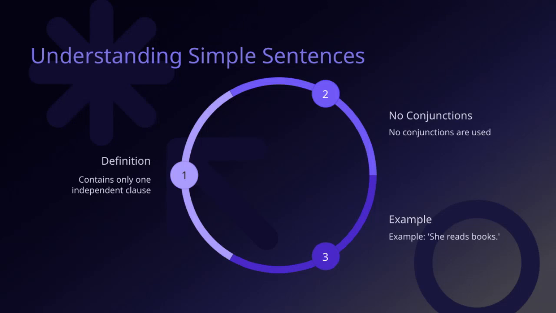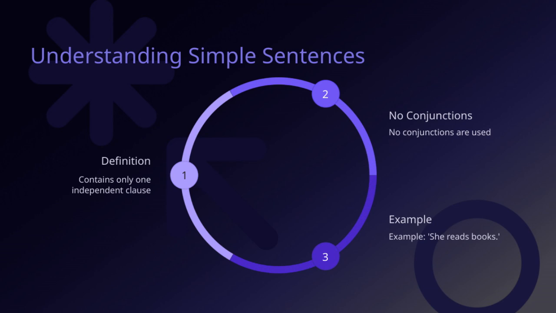Let's take a closer look at the example on this slide. It's a simple sentence. She reads books. Notice that it contains only one subject and one verb. This is a key feature of simple sentences. The slide also highlights that a simple sentence has no conjunctions, which are words like and, but, or that connect ideas. Instead, it consists of just one independent clause, meaning it can stand alone as a complete thought.